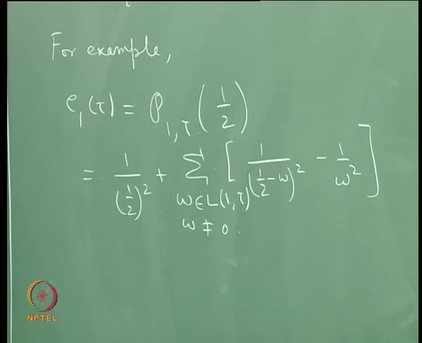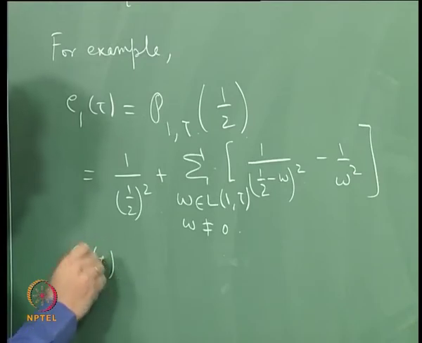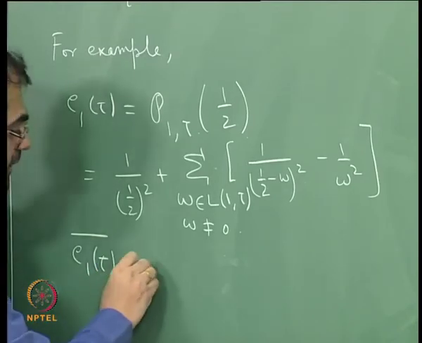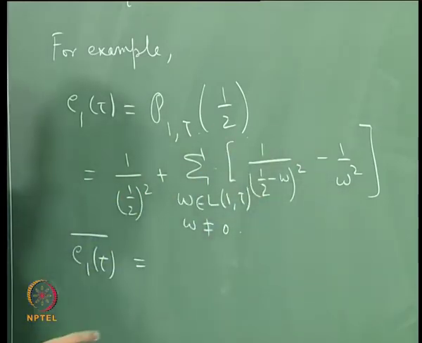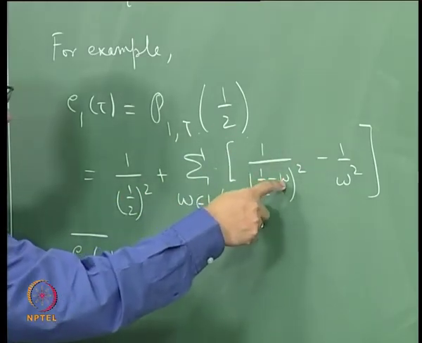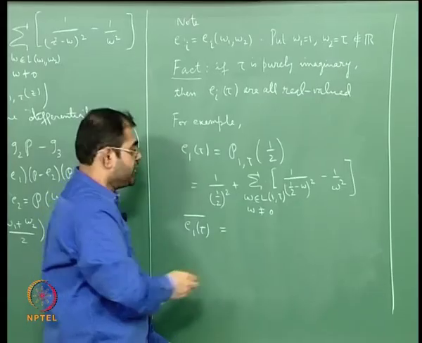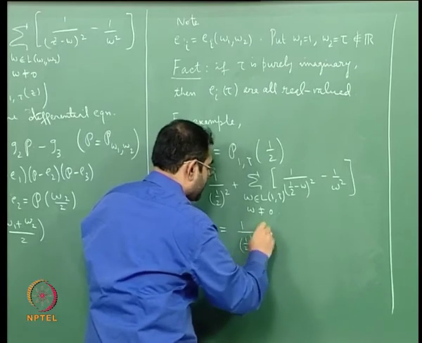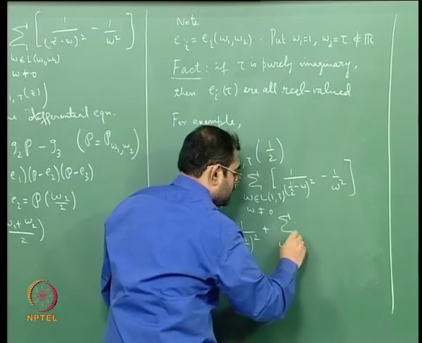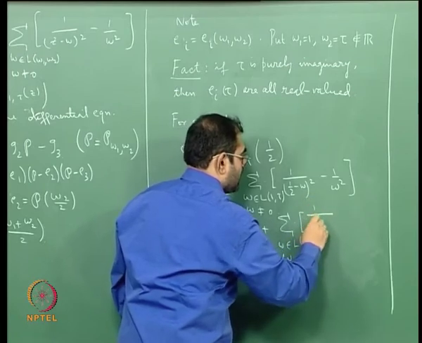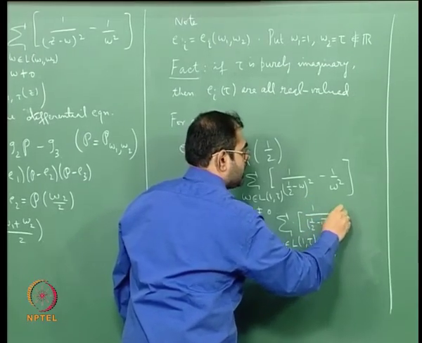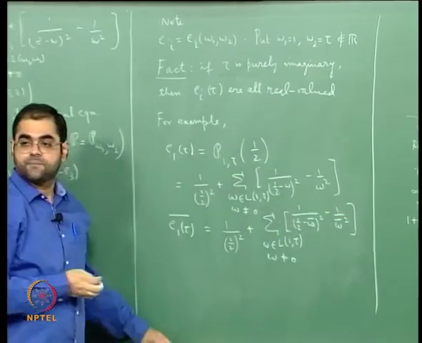Now you see, calculate E1 of tau conjugate, okay. If I take the conjugate on this side, this is not going to be affected. If I take conjugate here, this omega is going to be replaced by its conjugate. So what I'll get is 1 by 2 the whole squared plus summation over omega in L of 1 comma tau, omega not equal to 0, of 1 by (half minus omega bar) the whole squared minus 1 by omega bar squared. This is what I will get, alright.